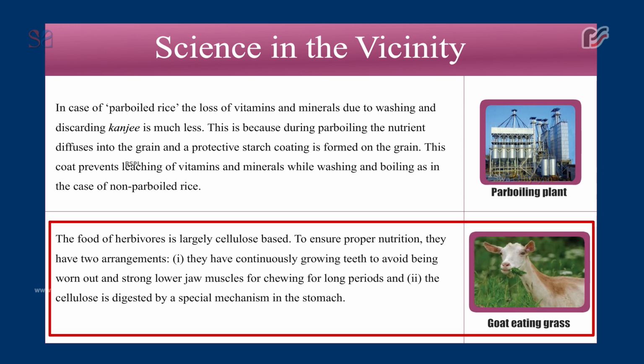The food of herbivores is largely cellulose based. To ensure proper nutrition, they have two arrangements. Number one, they have continuously growing teeth to avoid being worn out and strong lower jaw muscles for chewing for long periods. And number two, the cellulose is digested by a special mechanism in the stomach.